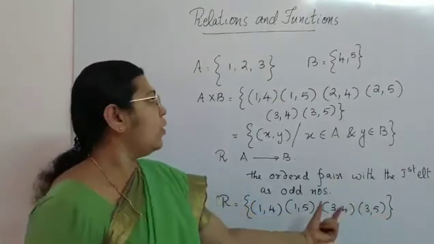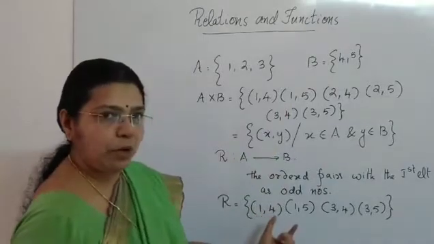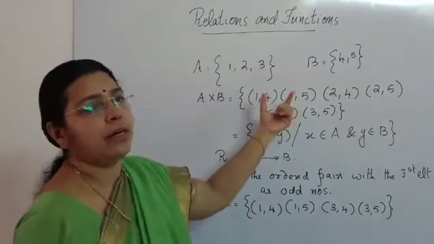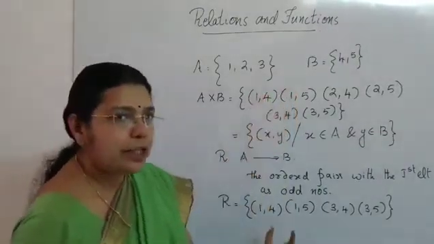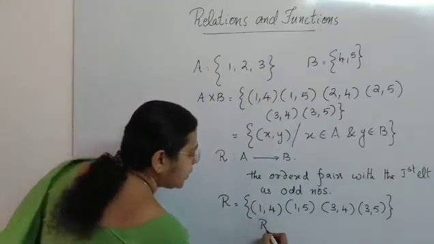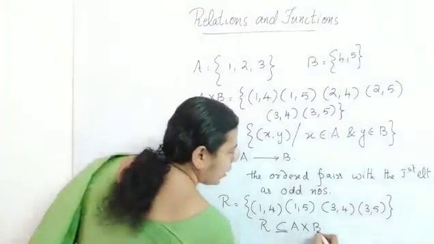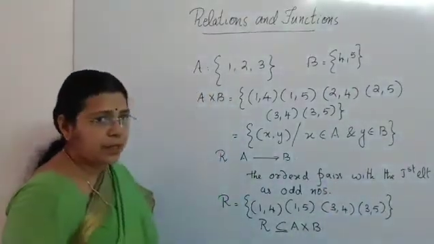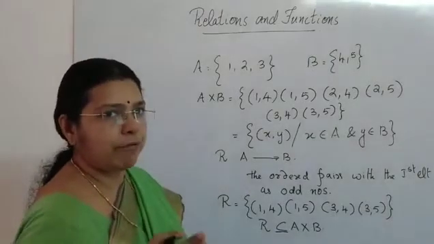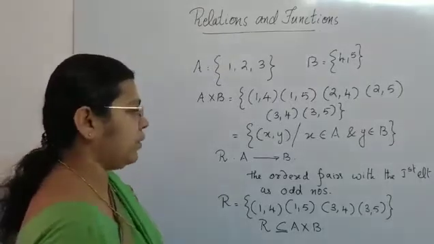Am I clear? Now, one more thing you have to see here. This relation that I have got is a subset of the Cartesian product. This relation is a subset of A cross B. So, finally, I can say that a relation is always a subset of A cross B. Understood, children? So, this is the first part, the first thing you have to understand from sets. Have a quick look.